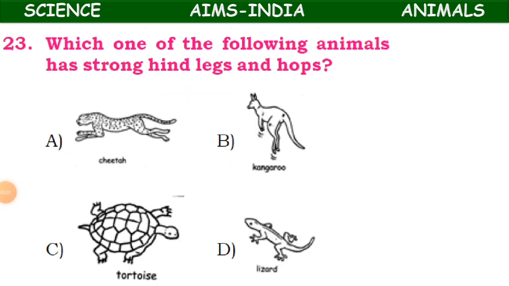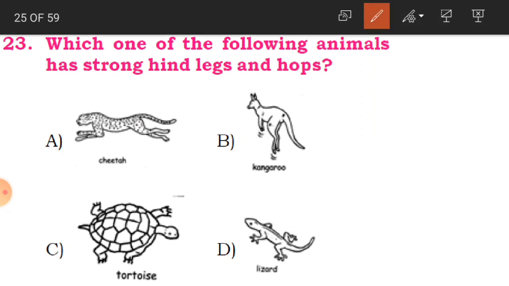Now, 23rd one. Which of the following animals has strong hind legs and hooves? See, children, hind legs are nothing but the back legs. Hooves are for jumping. Here in the diagram, you can see cheetah, kangaroo, tortoise and lizard. So, which one can jump with its back legs? That is the question. And if you see here, B option is the correct one.